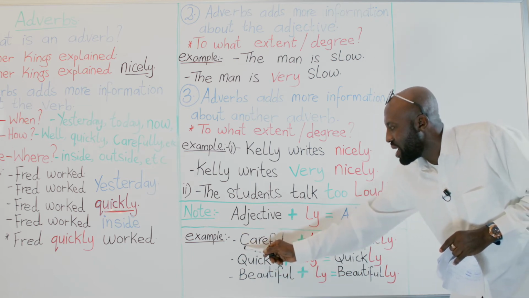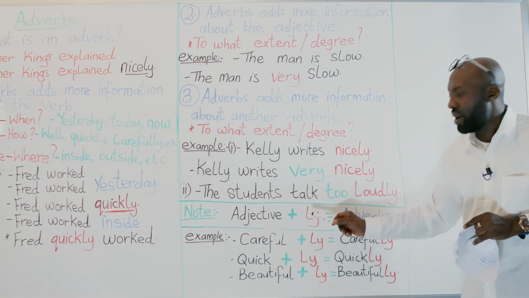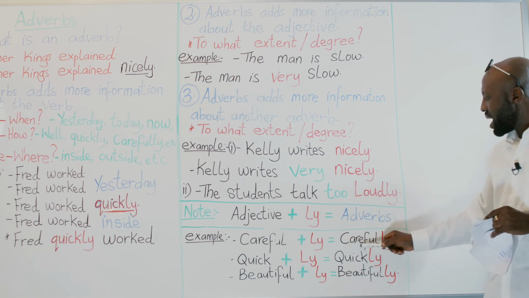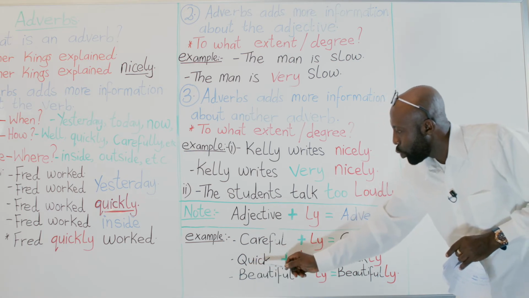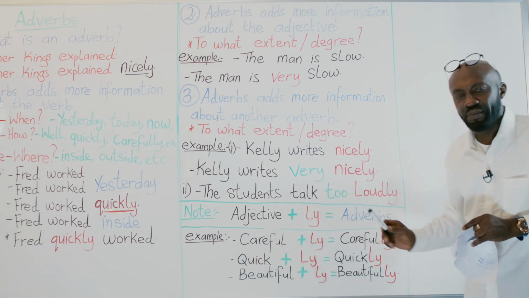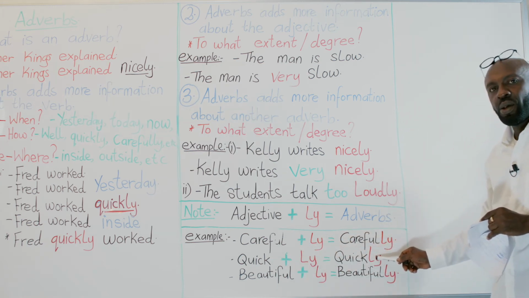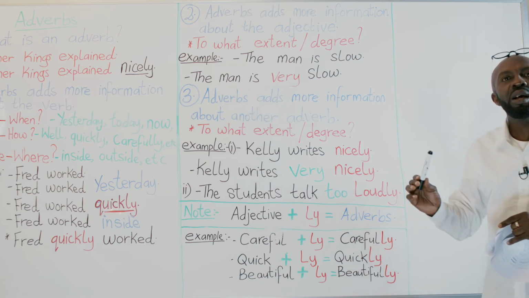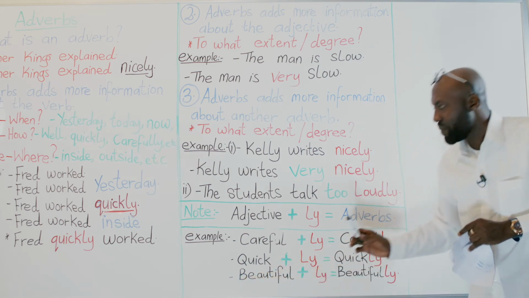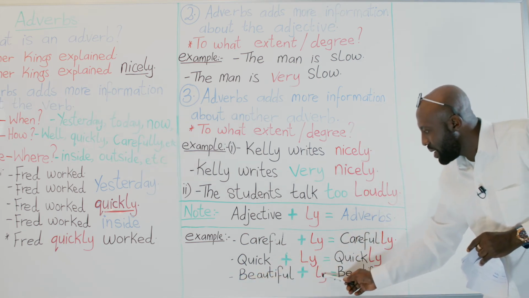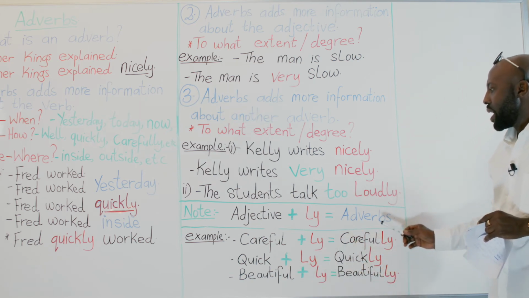Example, careful is an adjective. If you add the suffix -ly to careful, it becomes carefully, which makes it an adverb. Another one is quick, an adjective. If you add -ly to quick, it becomes quickly, which makes it an adverb. Another adjective here is beautiful. If you add -ly to beautiful, it becomes beautifully, which makes beautifully an adverb.